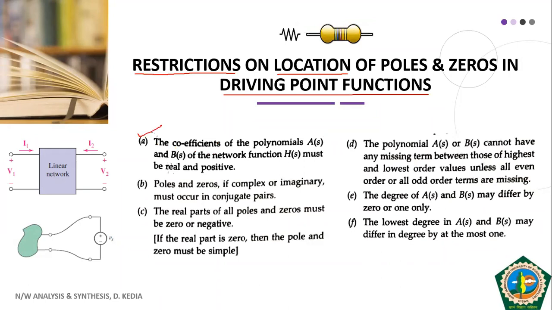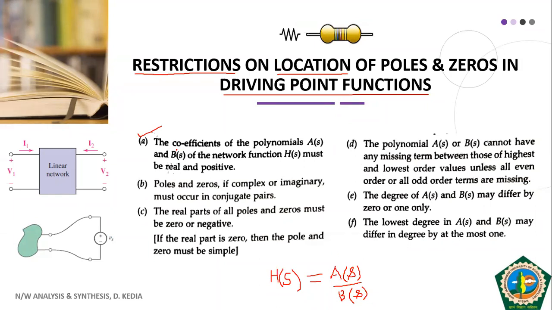The first condition is that the coefficients of the polynomials A(s) and B(s) of the network function H(s) must be real and positive. If you remember, yesterday we defined our network function H(s) equals A(s) upon B(s), where A(s) was our numerator and B(s) was our denominator. So obviously A(s) and B(s) are polynomials in s. We had seen the generalized equations yesterday, like b raised to power m, s raised to power m, and so on, similarly for B(s).